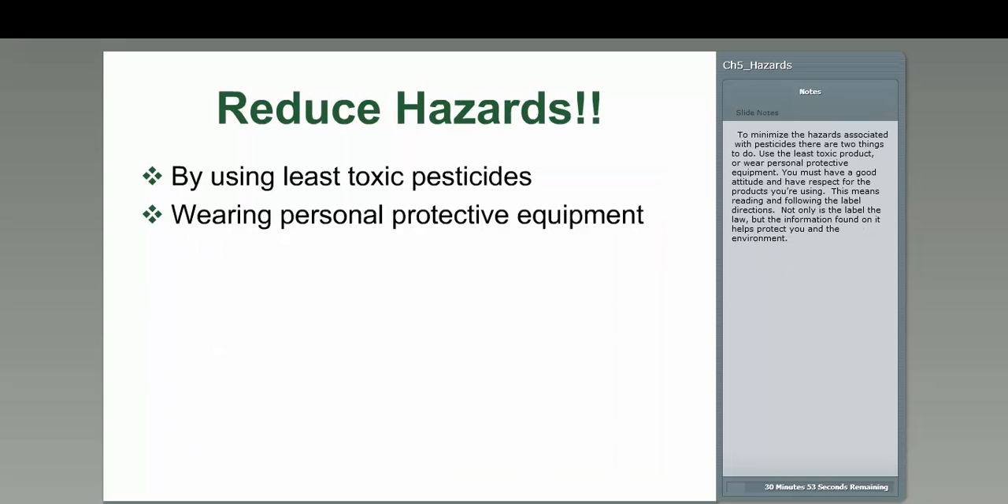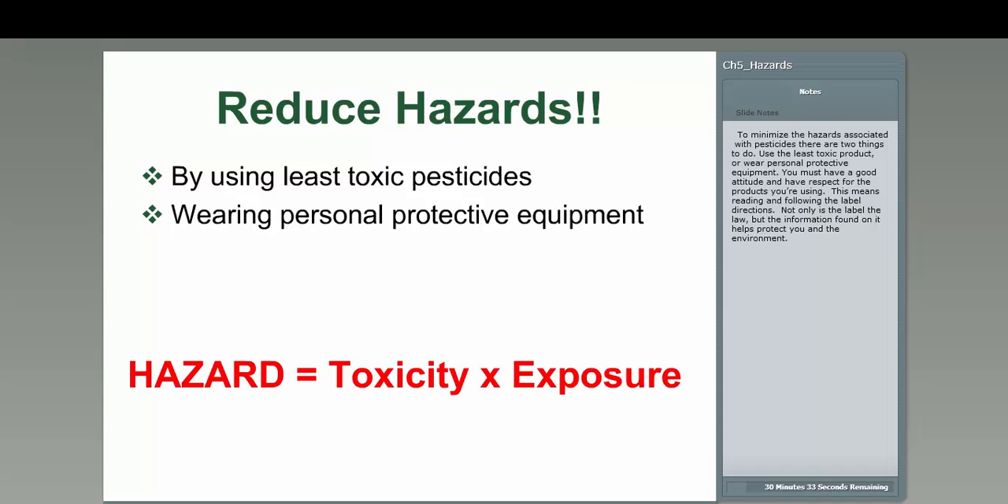To minimize the hazards associated with pesticides, there are two things to do. Use the least toxic product or wear personal protective equipment. You must have a good attitude and have respect for the products you're using. This means reading and following the label directions. Not only is the label the law, but the information found on it helps protect you and the environment.